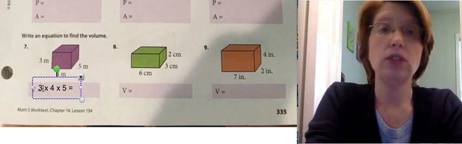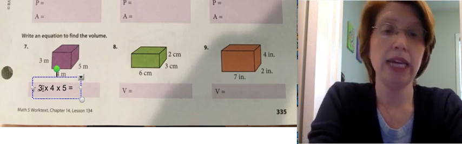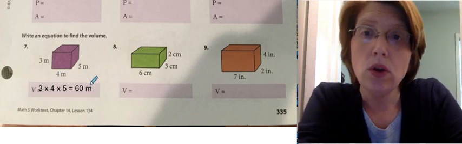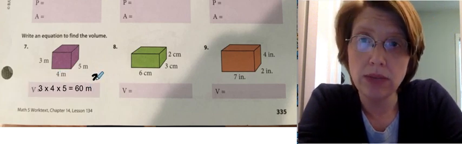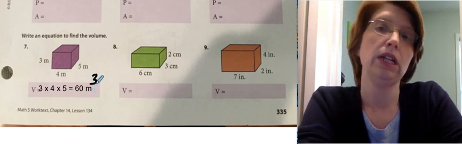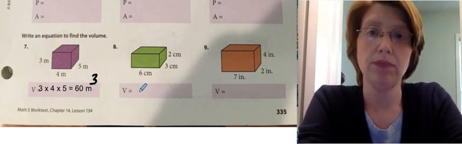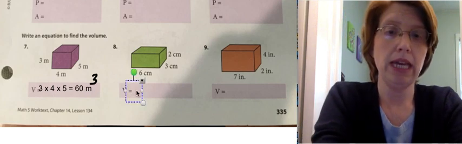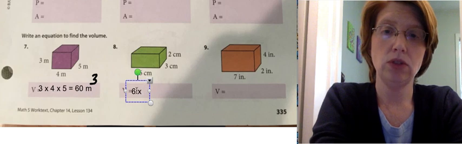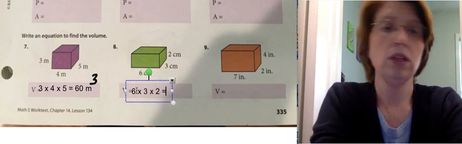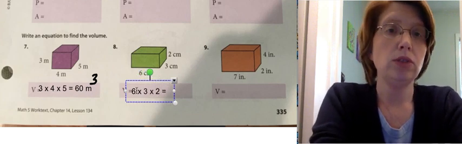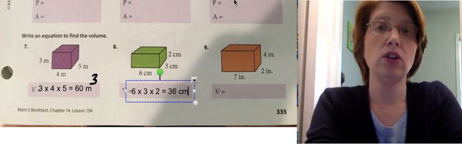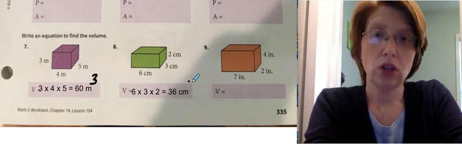3 times 4 times 5 equals... 4 times 5 is 20. 20 times 3 is 60 meters, and remember when we do volume, it's going to be cubed. So we put a little 3 above the meter sign. So for this one, it's going to be 6 times 3 times 2. 3 times 2 is 6. 6 times 6 is 36 centimeters cubed.